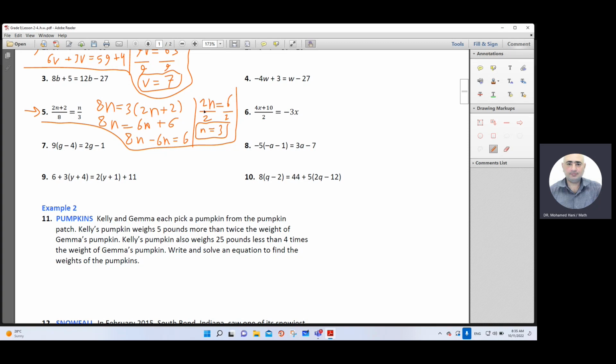So for number 6, we can do a cross product or we can multiply the two sides by 2. Multiply here by 2 because here in the denominator we have 2, and multiply here by 2. So you can cancel the 2 up with the 2 down because 2 divided by 2 is 1. Remains here 4x plus 10 equals negative 3 times 2, which will be negative 6x.